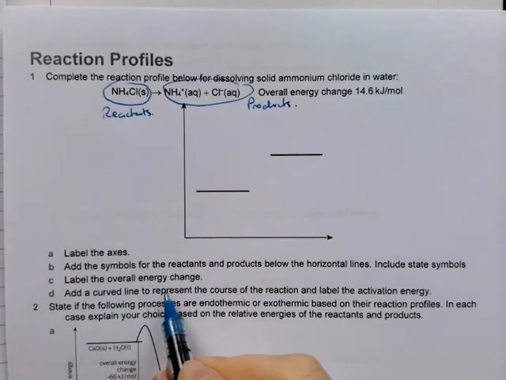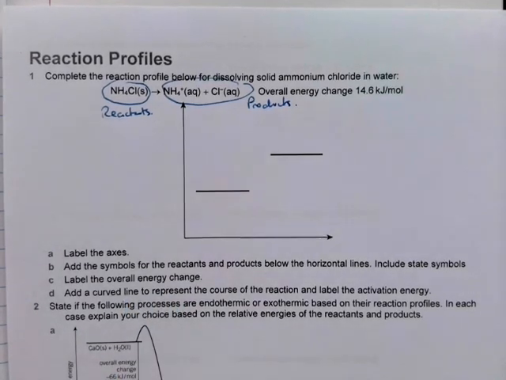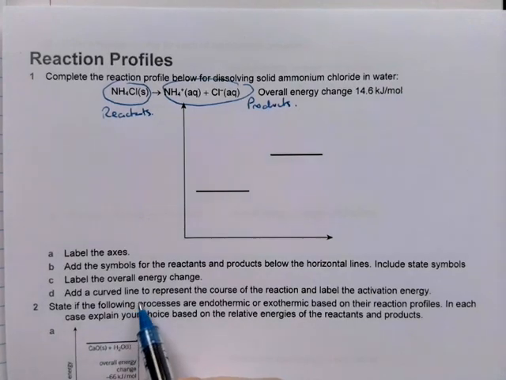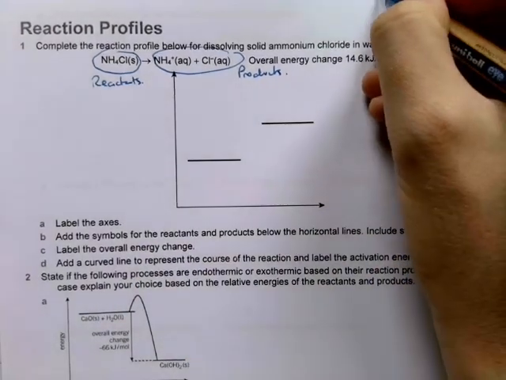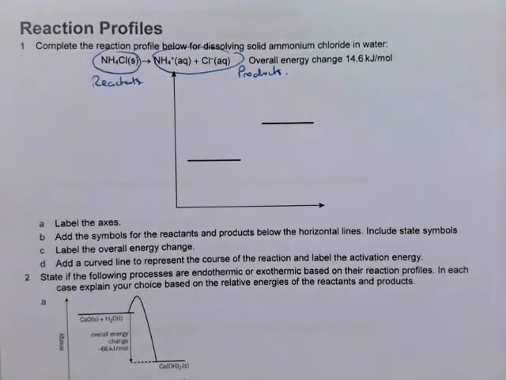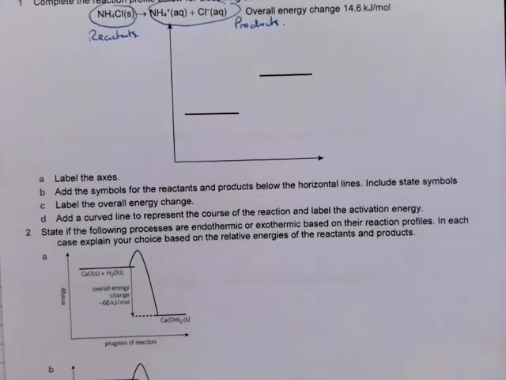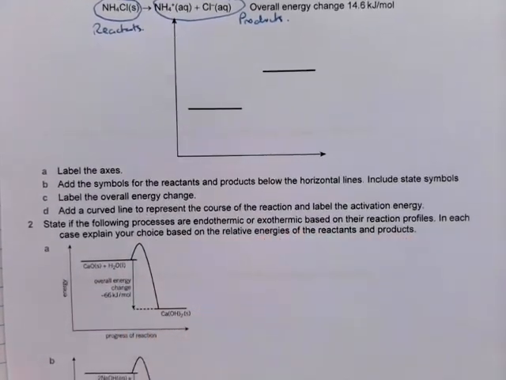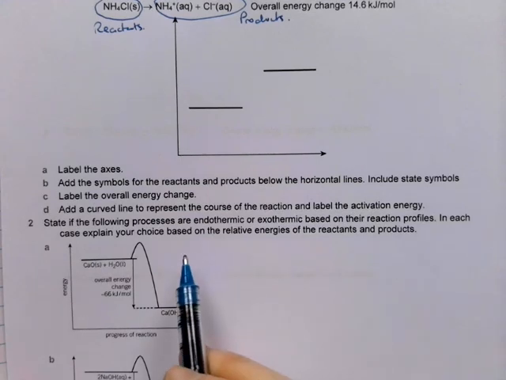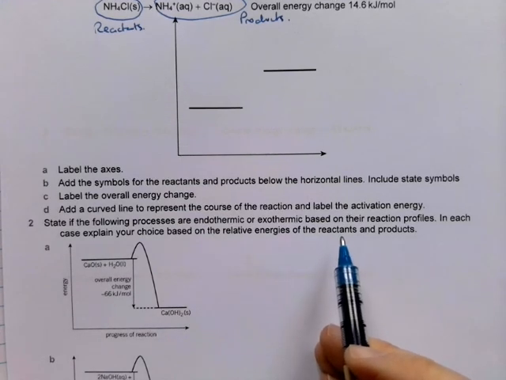Label the overall energy change. I've just been doing that on my reaction profiles, so you need to draw an arrow for what the overall energy change is. And you need to add a curved line to represent the course of the reaction, like the curved lines I've been adding onto mine. Number 2, state whether the following processes are endothermic or exothermic based on their reaction profiles. In each case, explain your choice based on the relative energies of the products and reactants.